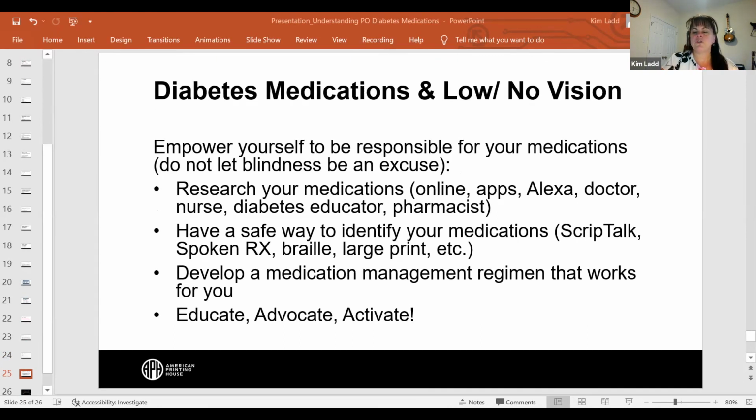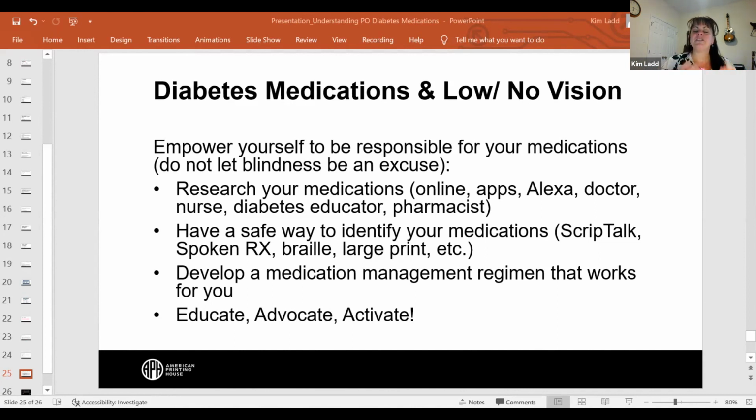So, research your medications. You can go online, use your JAWS or your NVDA or whatever software you have, so that you can use your computer. You can use Siri on your phone. If you have an Echo, you can say, hey, Alexa, go to Medline Plus and tell me what it says about metformin. And Alexa will tell you. You can also talk to your doctor, your nurse, your diabetes educator, or, like I said, your pharmacist. So, I urge you to find out about your medications so you know what you're putting in your body and what kind of side effects it should have.